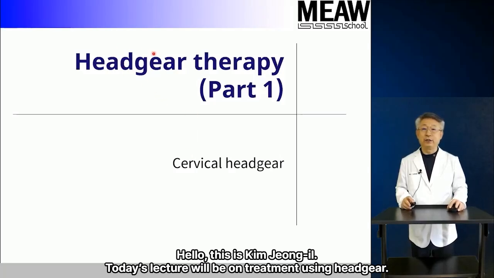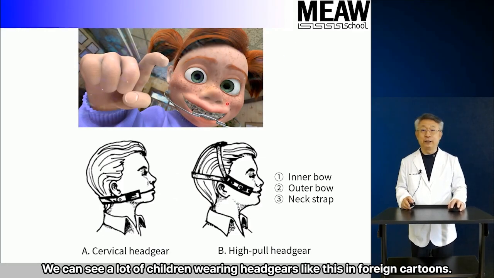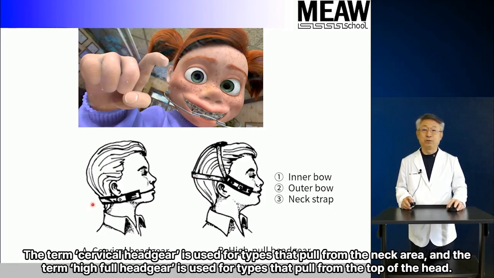Today's lecture will be on treatment using headgear. First, we will look at cervical headgear. We can see a lot of children wearing headgears like this in foreign cartoons. The term cervical headgear is used for types that pull from the neck area, and the term high pull headgear is used for types that pull from the top of the head.